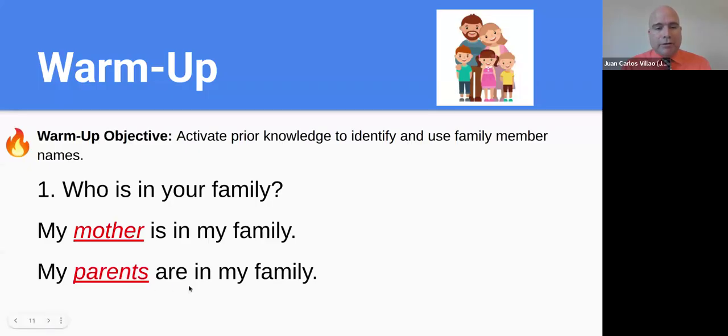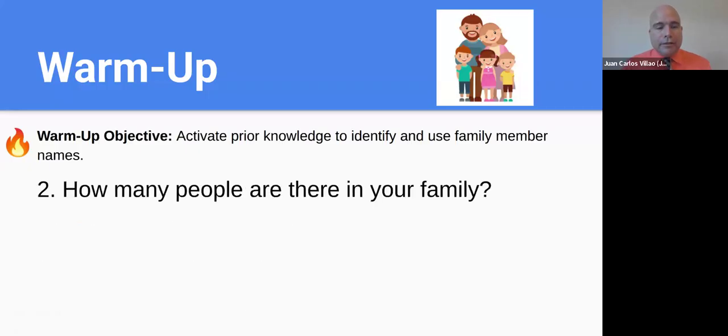My parents are in my family. So here's another response. Here, using just one member, you want to use the be verb is. If you use two or more members, you could use the be verb are. Okay, my parents are in my family. All right, number 2. How many people are there in your family?